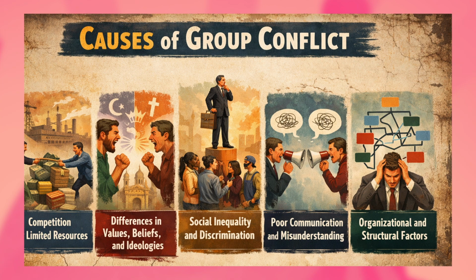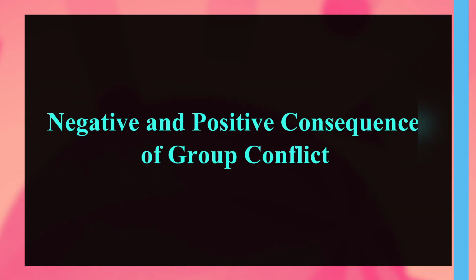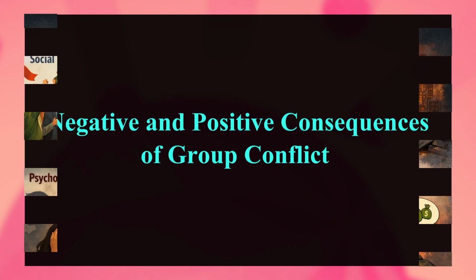Causes of group conflict are competition for limited resources, differences in values, beliefs, and ideologies, social inequality and discrimination, poor communication and misunderstanding, and organizational and structural factors. Consequences of group conflict may be negative or positive.